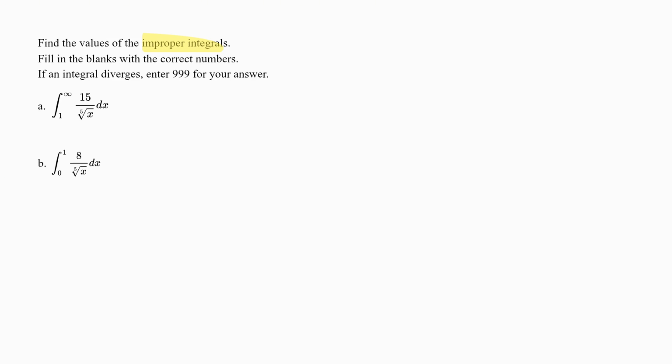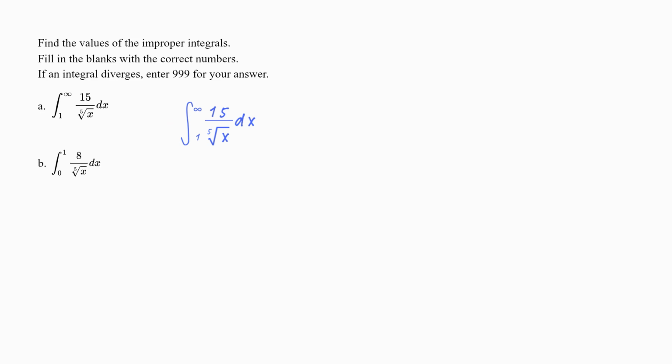If an integral doesn't settle on a finite number, we say it diverges. And for this exercise, we will mark those as 9, 9, 9. Let's start. First, let's look at problem A. We are integrating from 1 all the way to infinity.